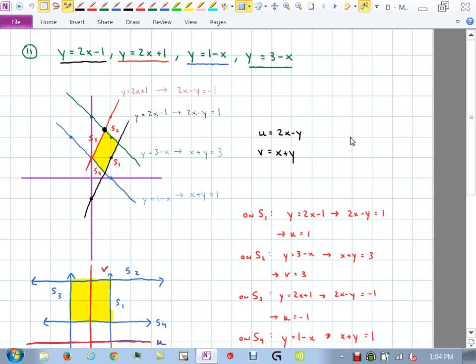So the way we do this, first what I did is I took each of these equations. They're all lines, and I graphed them.